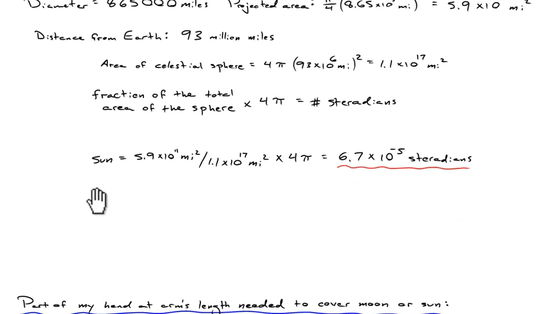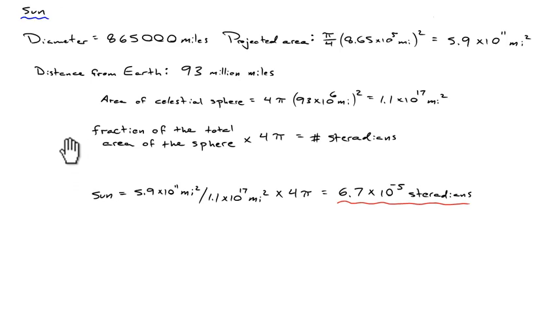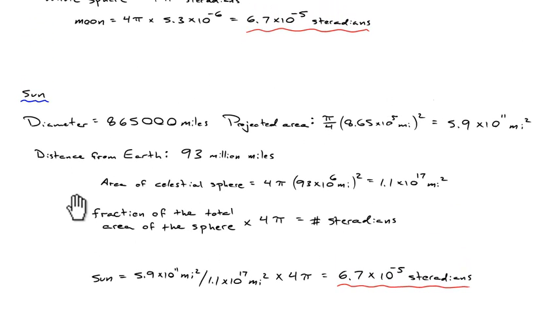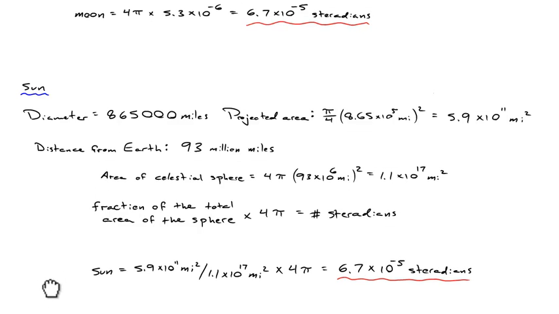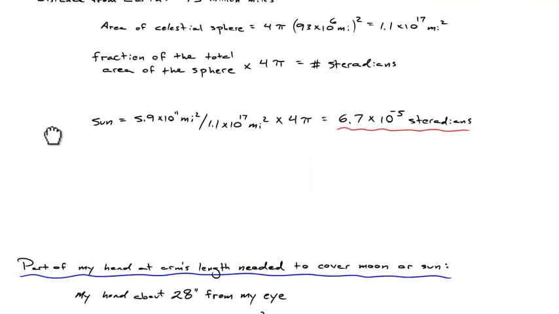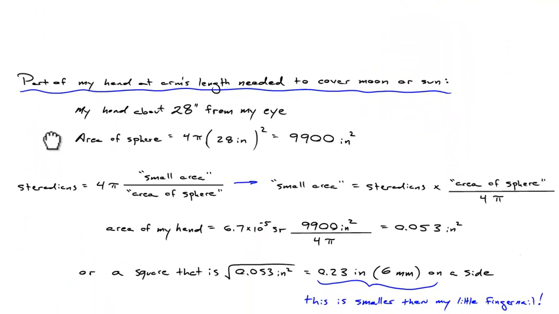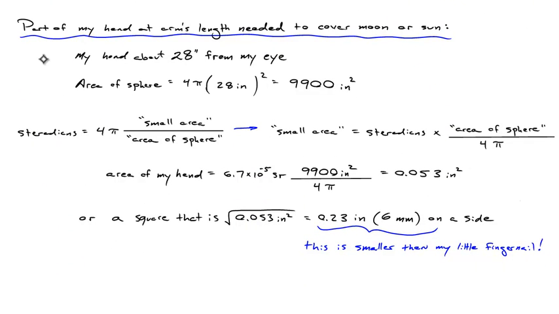So you can imagine the Moon, during an eclipse, completely eclipsing the Sun. It's right at the same size, and you see that corona coming off from the edge of the Sun. So it's really interesting. The Moon and the Sun occupy the same area in the sky. We can calculate that using steradians. So now I was curious, now that we know the Sun and the Moon occupy the same area of the sky, what part of my hand, if I held it at arm's length, is needed to completely cover the Moon or the Sun? And I took a measurement.